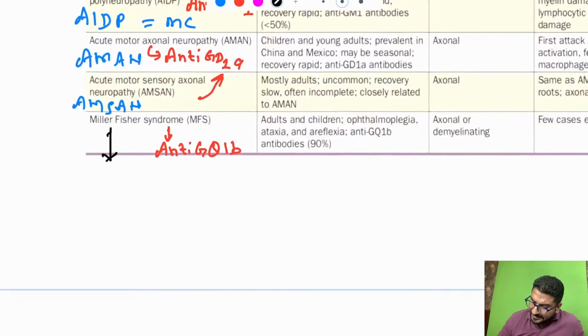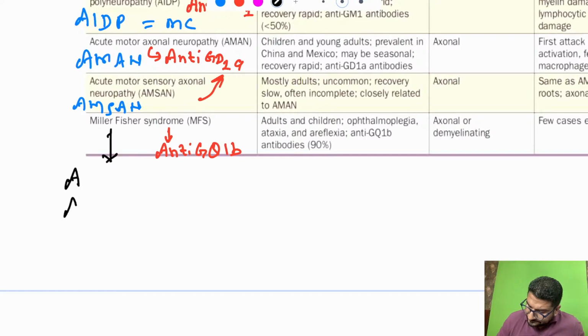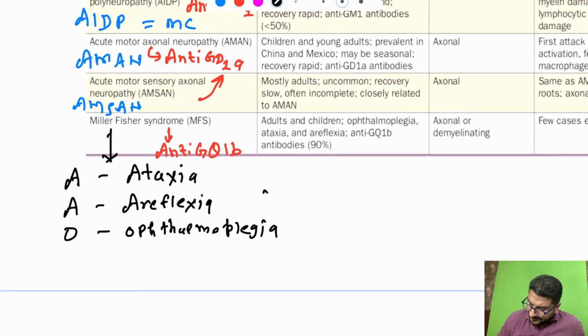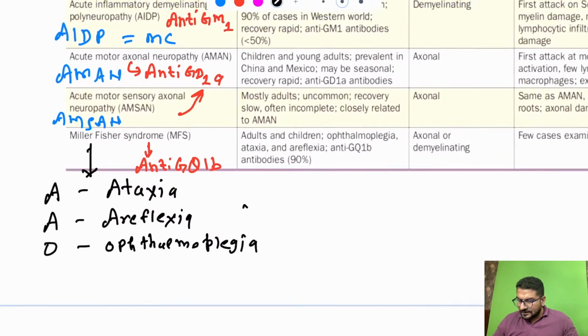This triad you can remember by the mnemonic AO. AO means what will the patient have? Ataxia, areflexia, ophthalmoplegia. So this is a triad of Miller-Fisher syndrome.